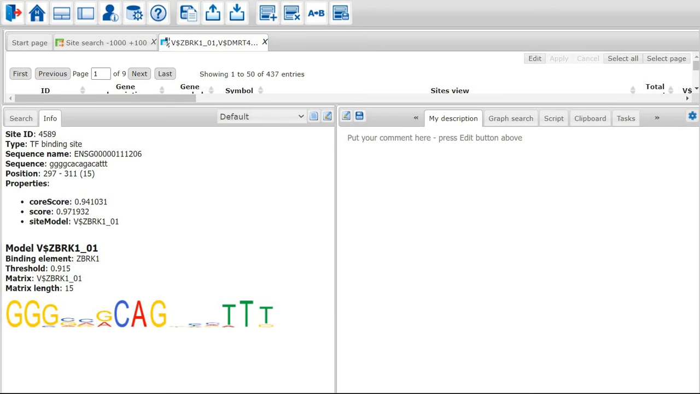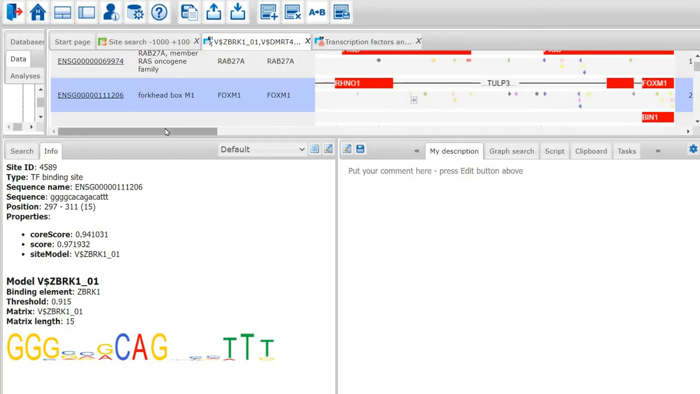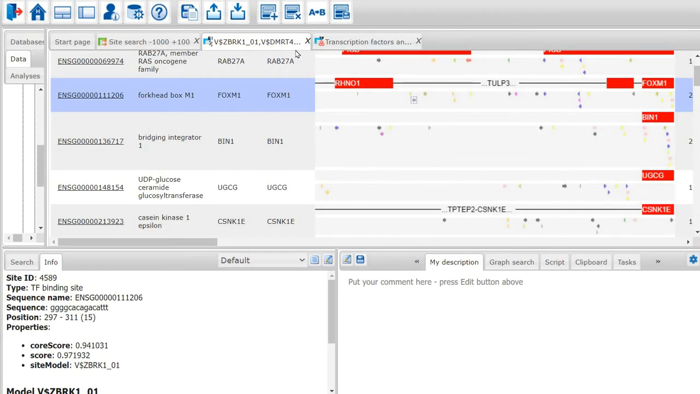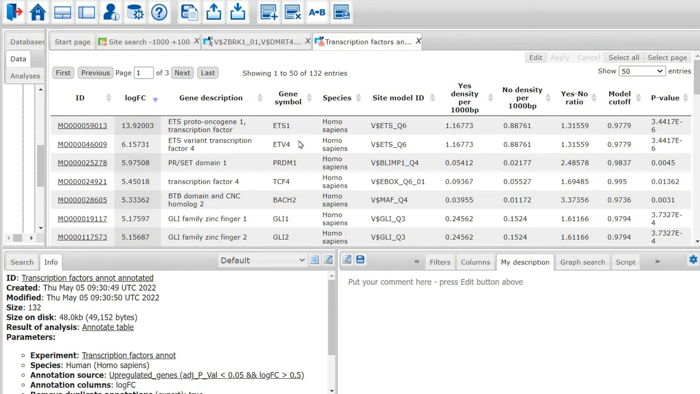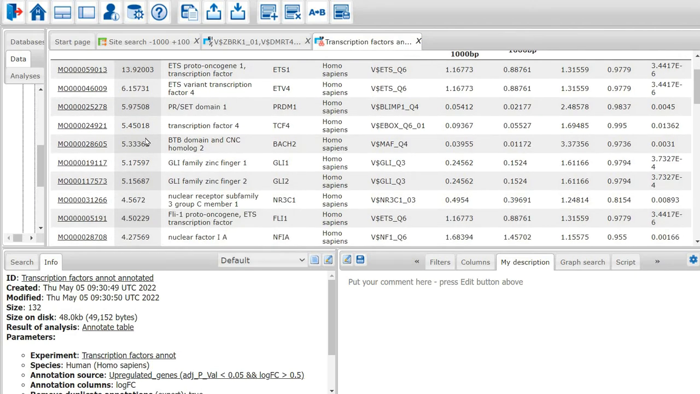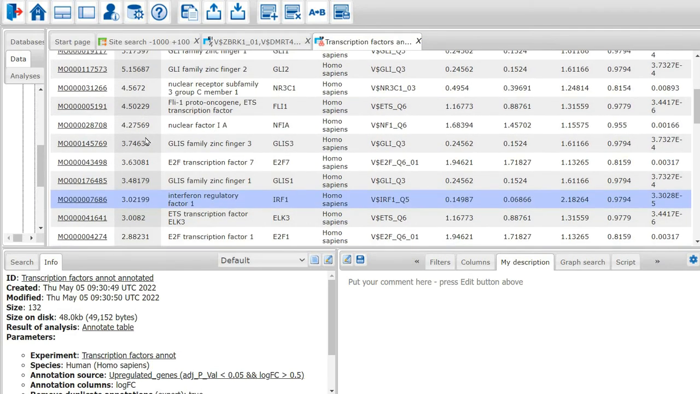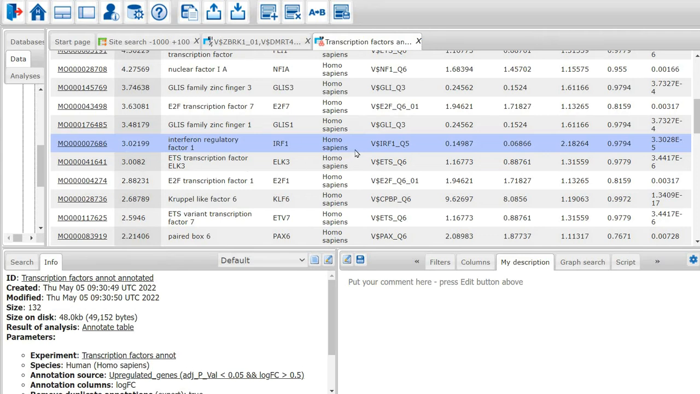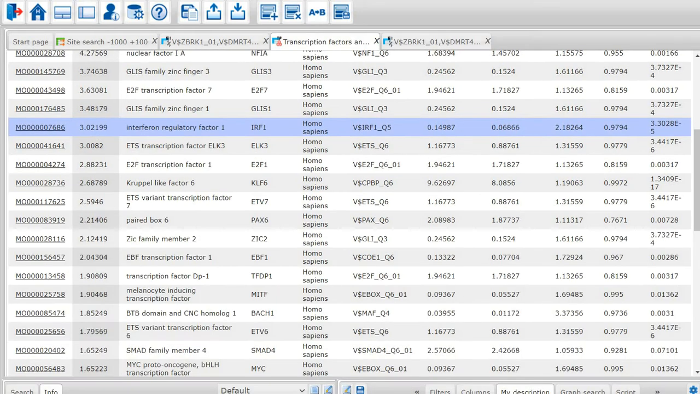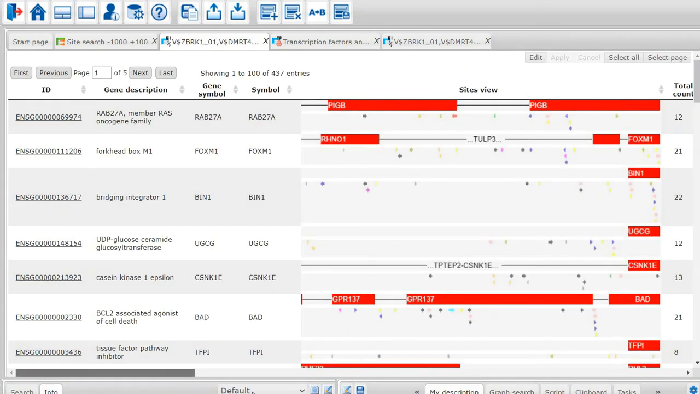From the previous part of the analysis, I know that some of the transcription factors that regulate upregulated genes in triple-negative breast cancer cells are upregulated themselves in the same conditions. Here I am interested in transcription factor IRF1. It is highly upregulated in triple-negative breast cancer cells versus ER-positive cells with a log fold change of 3.0. I am interested to know IRF1 target genes, and I can sort this table by the IRF1 matrix.